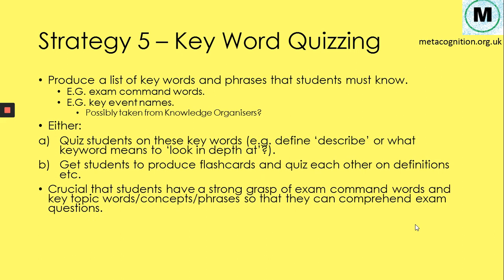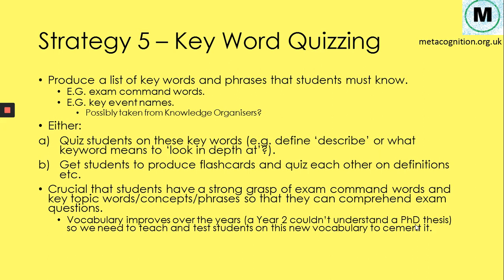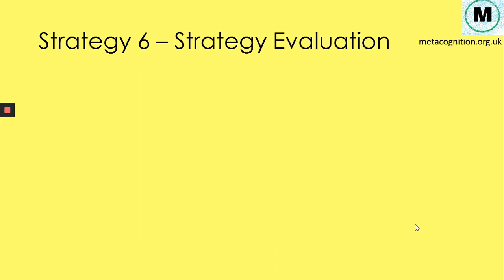The reason for this is students are never going to be able to comprehend questions without this type of subject knowledge, without these keywords. You're not going to give a Year 2 student a PhD thesis and say, read this. Their language level isn't going to be good enough. And unless we are explicit in teaching these keywords and quizzing them in low stakes testing, students are not going to pick it up. So in this way, we're supporting students' planning by providing them with the knowledge they need to actually access the work.